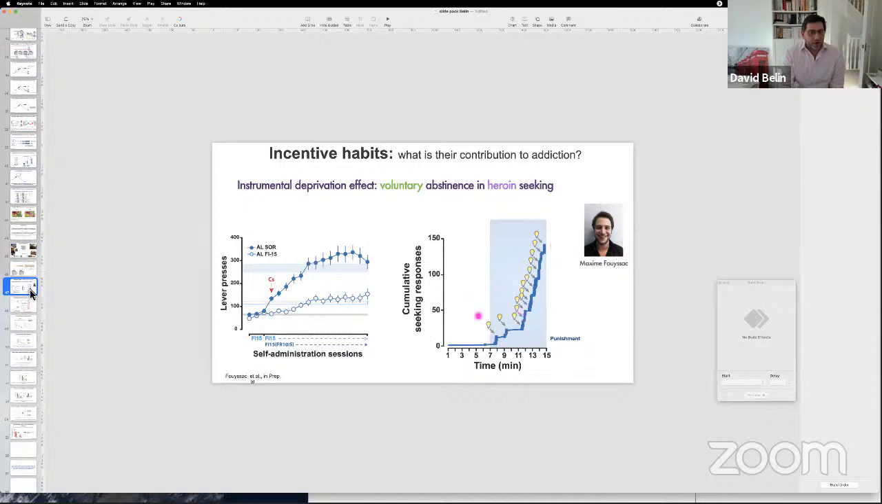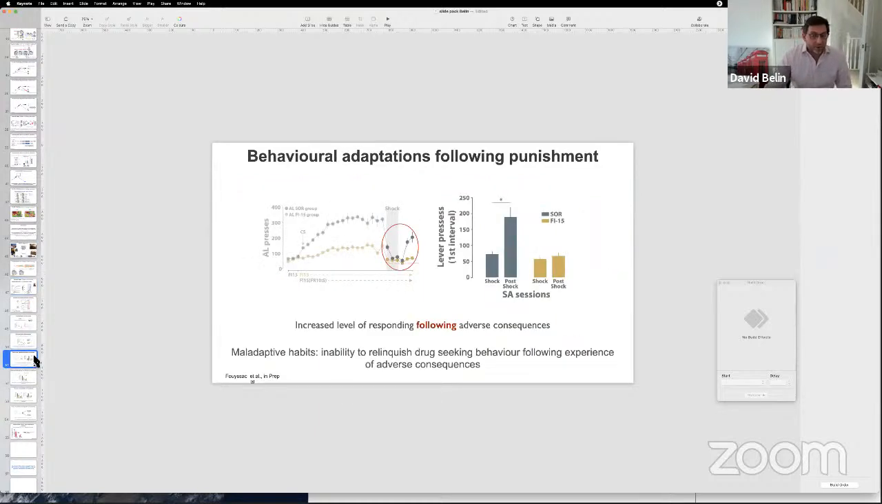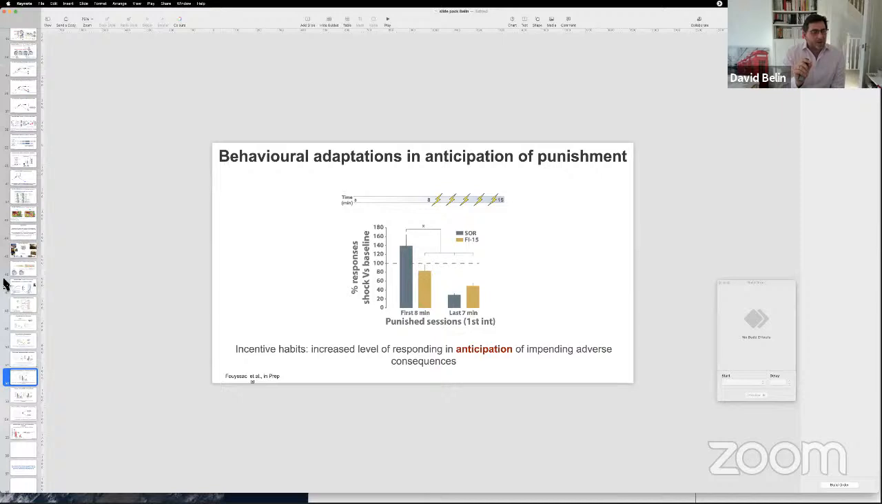So the animals learn not to respond during the first part of the interval because there's nothing happening there. What Max discovered, and I think that is profound, is that not only would animals with an incentive habit immediately relapse as soon as the shocks are not presented anymore, but the habit ones wouldn't. But the rats with the incentive habit would anticipate the loss of opportunity to respond during shock by increasing their responses in the first half of the interval that is not being punished, but never delivers the drug.